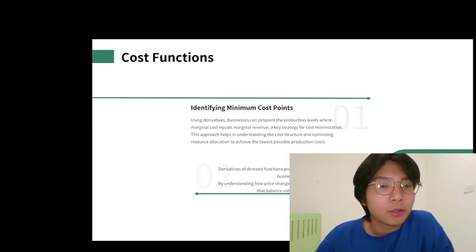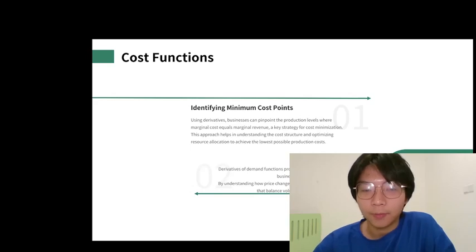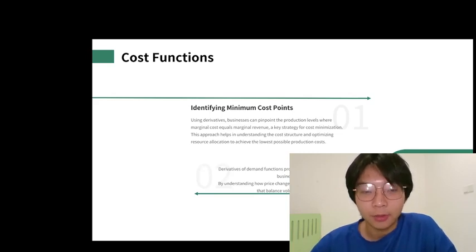So, cost functions can help with identifying minimum cost points. With derivatives, businesses can pinpoint the production levels where marginal cost equals marginal revenue, a key strategy for cost minimization. This approach helps in understanding the cost structure and optimizing resource allocation to achieve the lowest possible production cost.